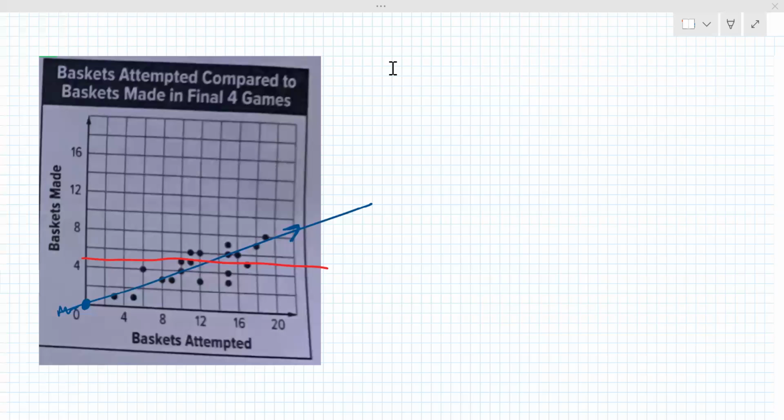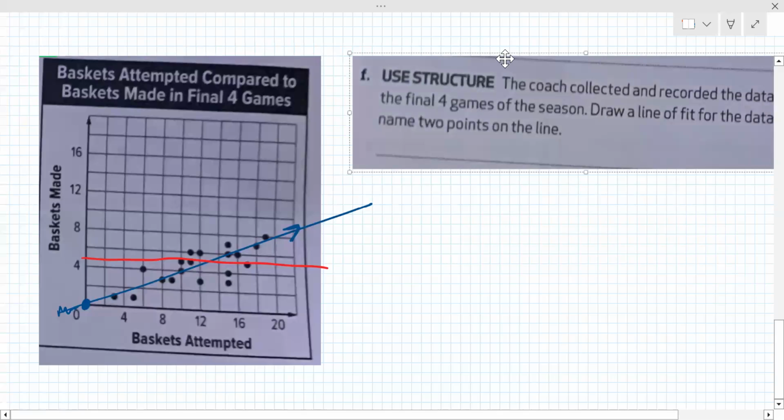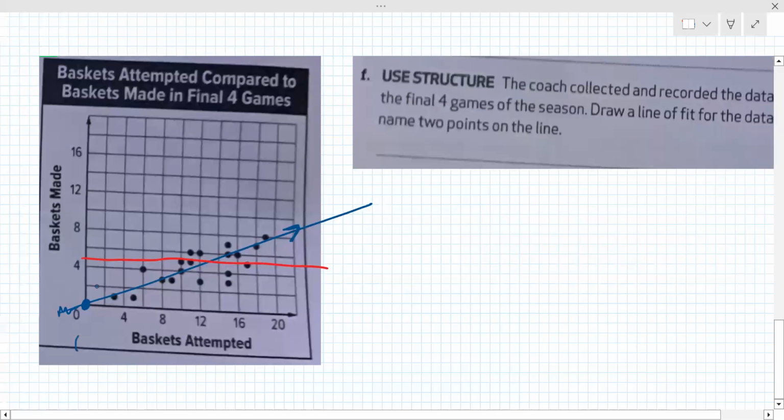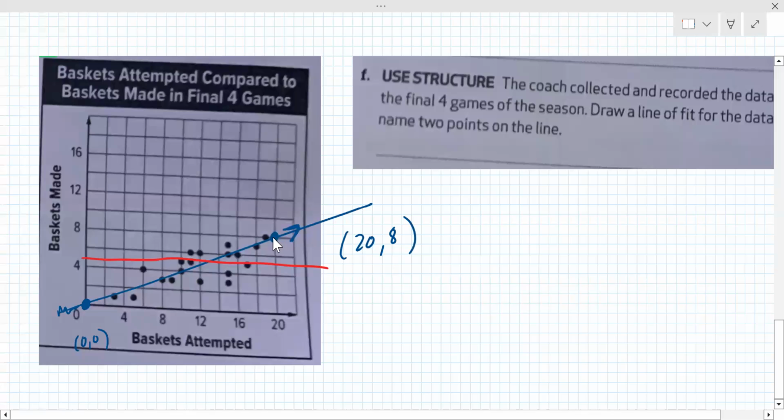All right. So the instructions here feel really similar to what we already did. Draw a line of best fit and name 2 points on the line. This time, I really like this point down here, the 0, 0. And you can see it actually goes through that point up there, 20, 8. 20 comma 8. I'm just reading that ordered pair right there where the cursor is. Okay.